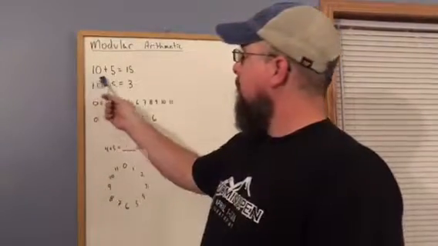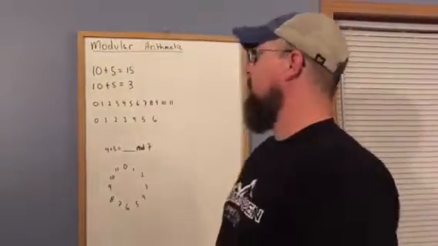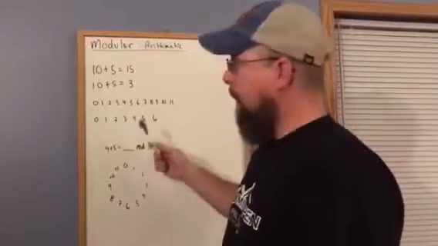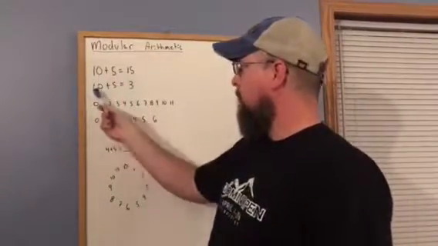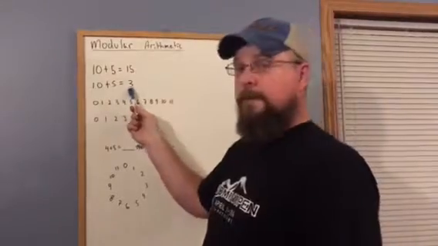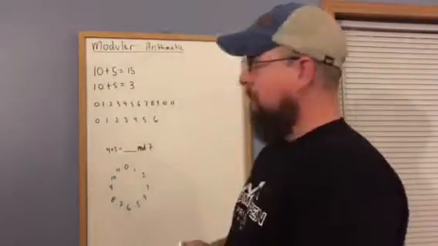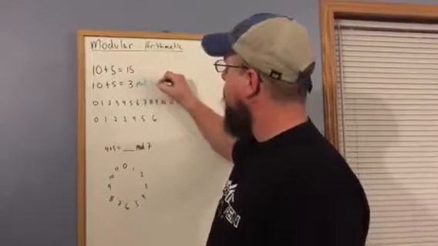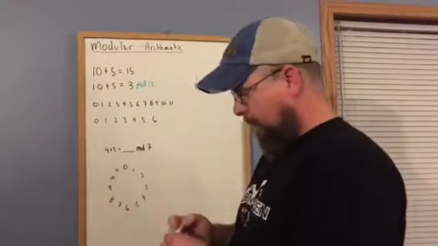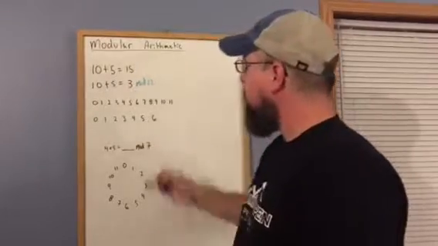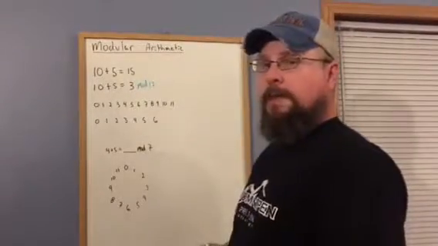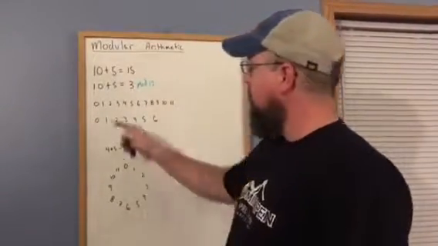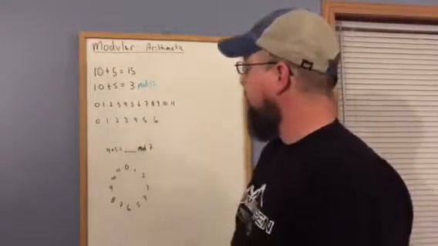First, let's consider this statement. 10 plus 5 equals 15. Pretty straightforward, I'm not going to get too much argument there. But what if I told you 10 plus 5 equals 3? Well, 10 plus 5 does equal 3 if we're doing arithmetic mod 12. So what this basically means, mod 12 means we're only considering 12 numbers, 0 through 11.